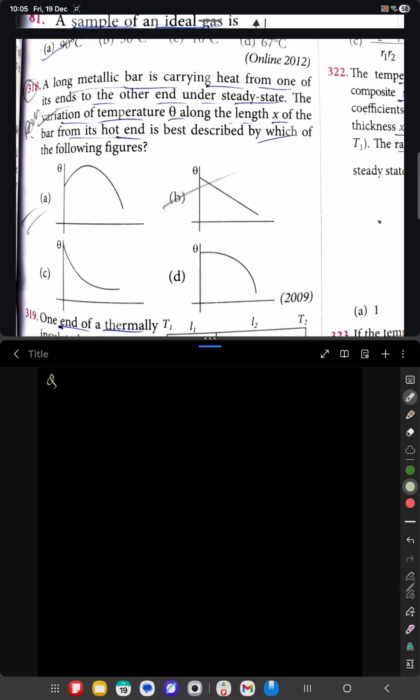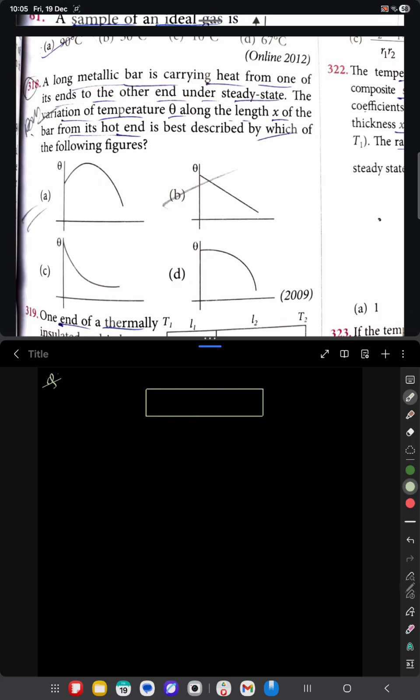Now one last question. In the next question, a long metallic bar is carrying heat from one end to the other end. In steady state, the variation of temperature theta along the length x of the bar from its hot end is best described by which of the following figures? So the graph is theta versus x graph. So let's say this is T1, this is T. The temperature in between is theta. This is theta 1, this is theta 2.